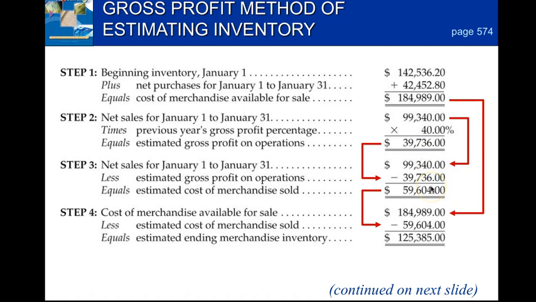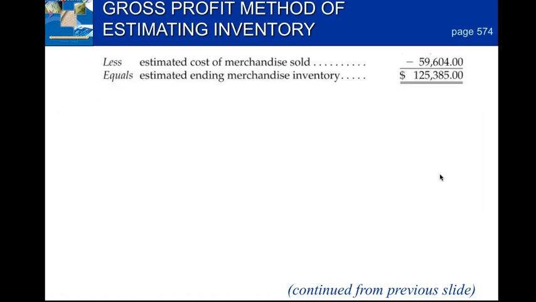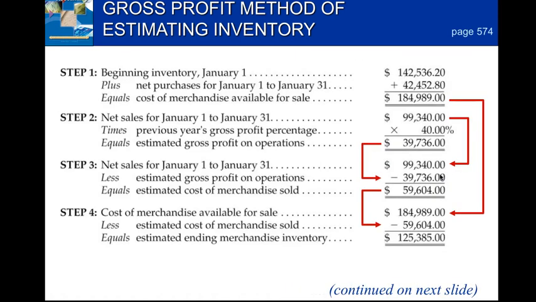Then step 3, your net sales, which were $99,340, less your $39,736. So you're going to take your net sales minus your estimated gross profit on operations. And then that's going to equal your estimated cost of merchandise sold, your $59,604.